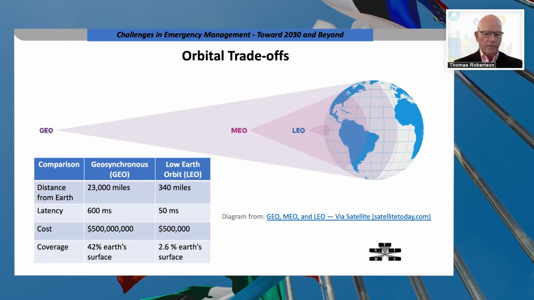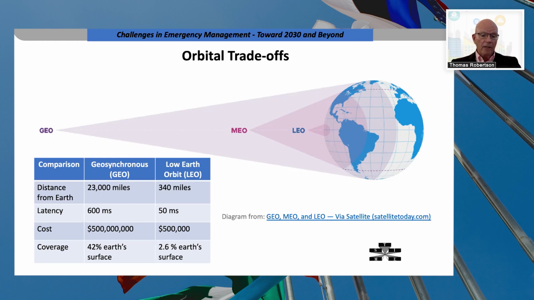However, there are some drawbacks to being that far away. One is that signals take a relatively long time, over 600 milliseconds, over half a second, to travel the distance between the Earth and the satellite. This is called latency. The other problem is that a consequence of such a high orbit is a high cost.